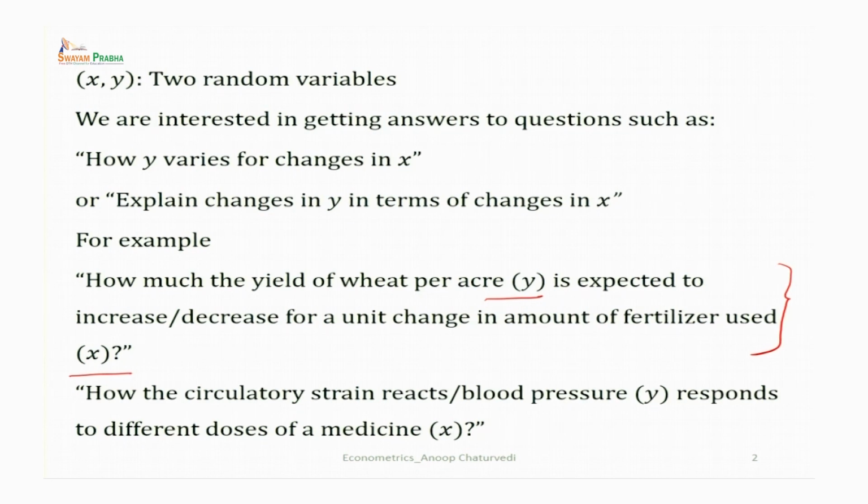The second example, how the circulatory strain reacts or blood pressure response, and we denote it by y, to different doses of a medicine, say x. So, x denotes different doses of a medicine and y denotes the blood pressure, and we are interested in explaining the changes in blood pressure or response of blood pressure for different doses of the medicine, that is x.